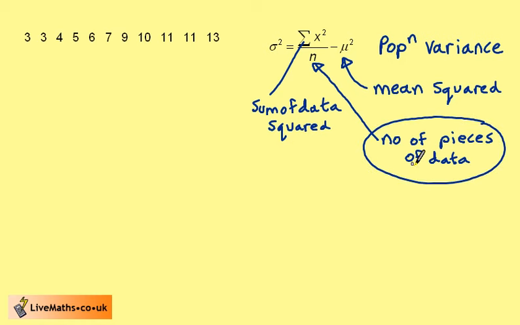First, let's look at the number of pieces of data. We simply have to count the number of pieces of data in our data set, and we can see that n is equal to 11.